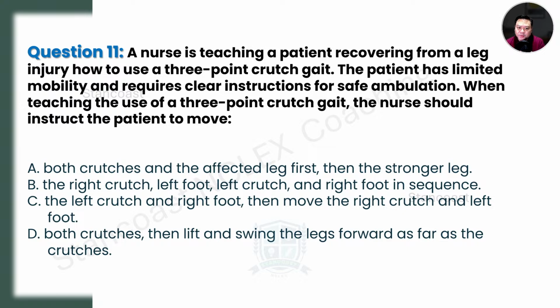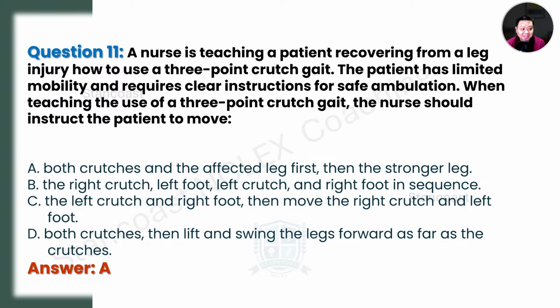We're using a 3-point gait right now. So what would be that option? This should be letter A. Both crutches and the affected leg first, then the stronger leg. This will help maintain the balance and allow the patient to use the stronger leg to propel afterward.